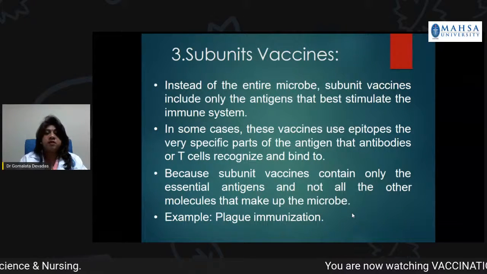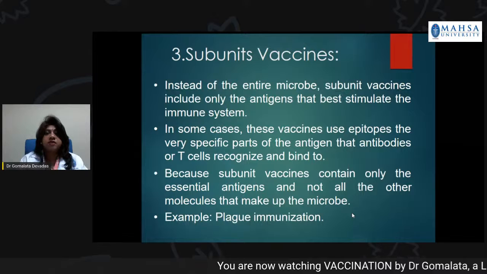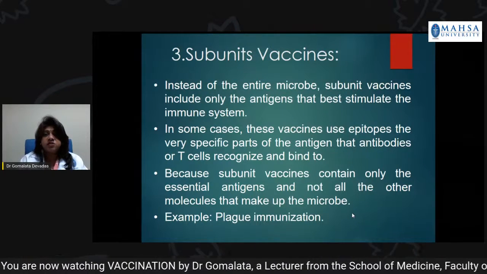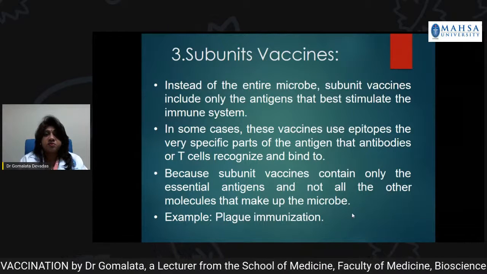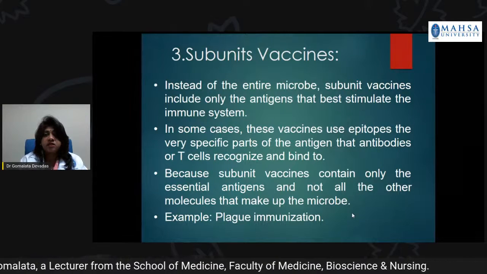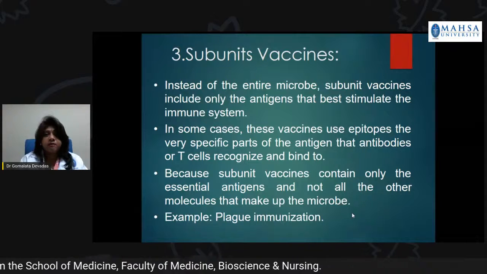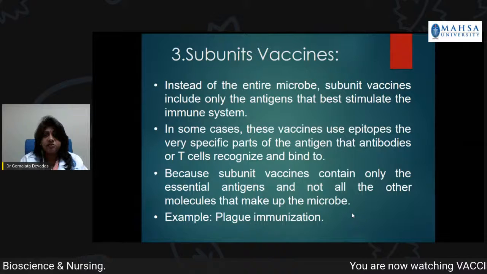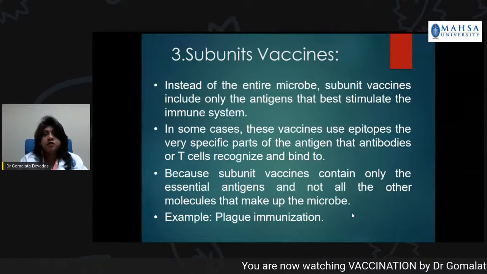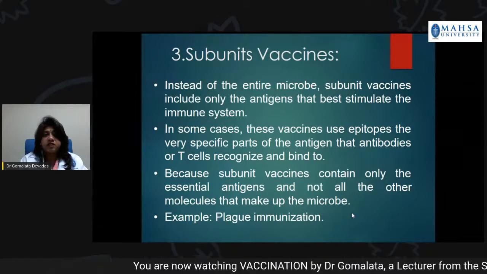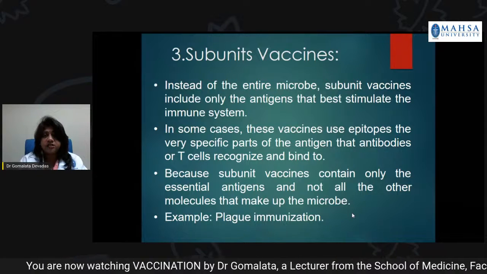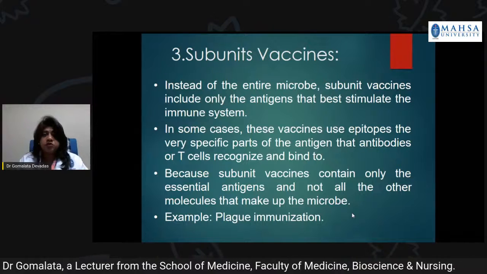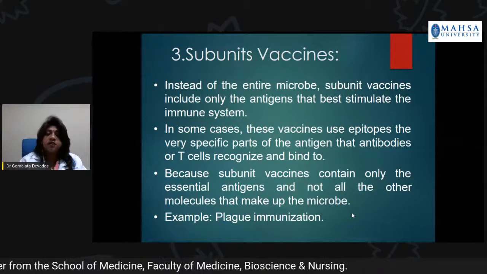Subunit vaccines. Subunit vaccines do not contain the entire microbe; they include only the antigens that best stimulate the immune system. In some cases, these vaccines use a very specific part of the microbe that antibodies or T cells recognize and bind to. So subunit vaccines contain essentially the antigens and not all the other molecules that make up the microbe.